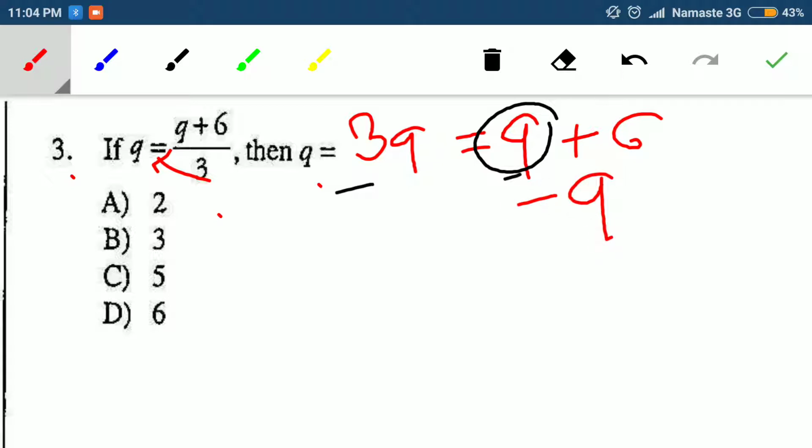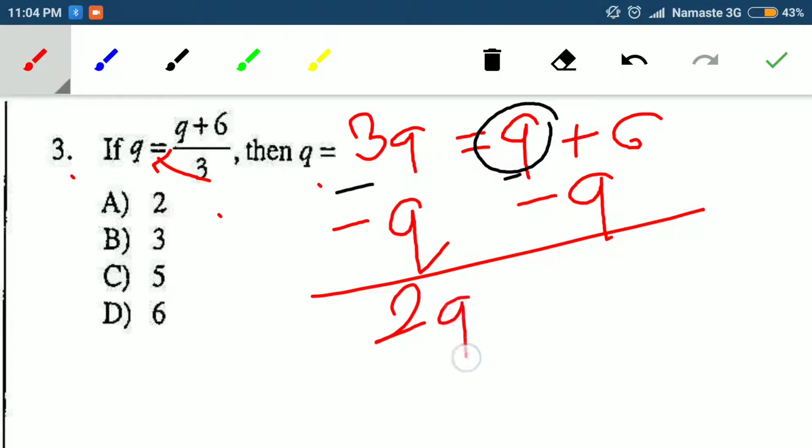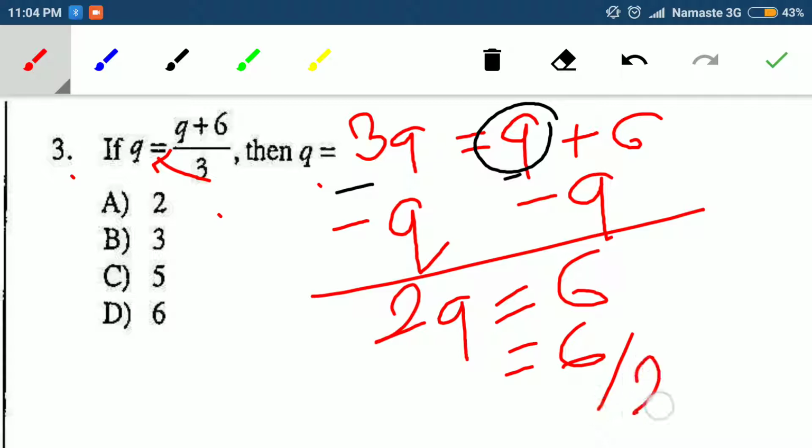As I said before, we carry out the same operation on both sides, so you need to subtract q on the left hand side too. This results in 3 minus 1, so 2q equals 6. The q is cancelled, so q equals 6 by 2, resulting in 3 as our value. So our option is B, 3. This is the procedural method that we used in our school level classes.